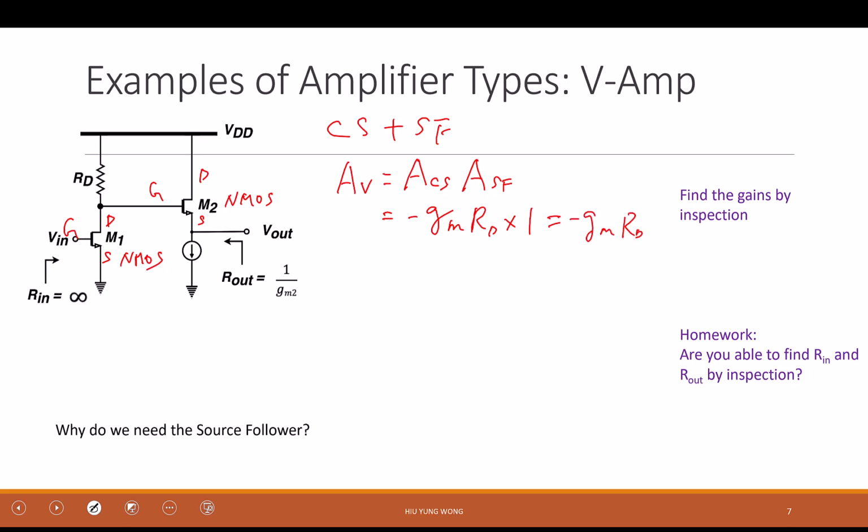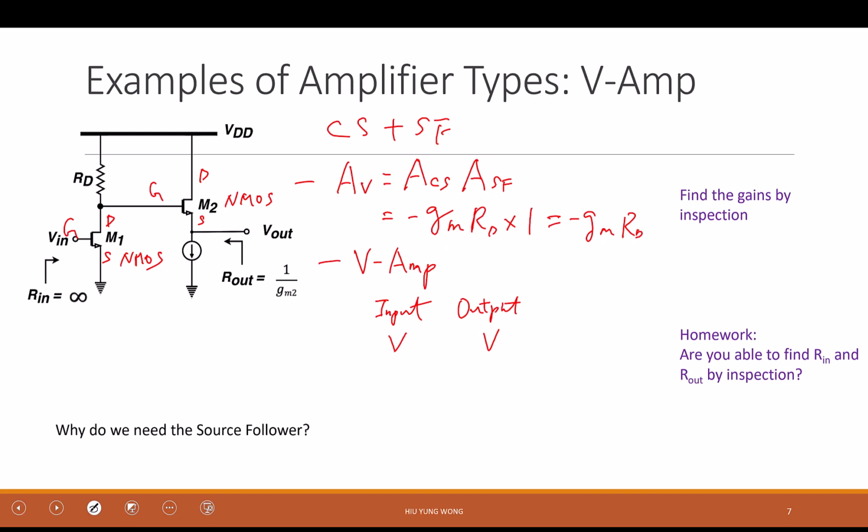gm RD. Based on the drawing, what type of amplifier is this? Sorry, what type of, I'm talking about these 4 types: voltage, transimpedance, transconductance, current. What type of amplifier? Voltage amplifier, right? Which tells me that the input is voltage, the output is voltage, which we already know. We find the gain, right?